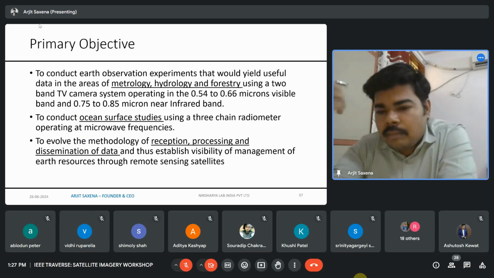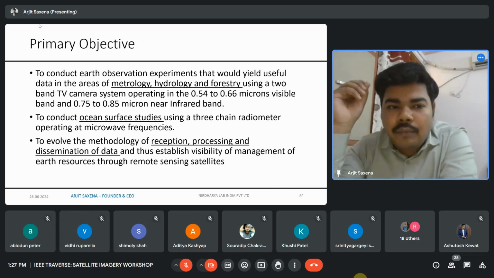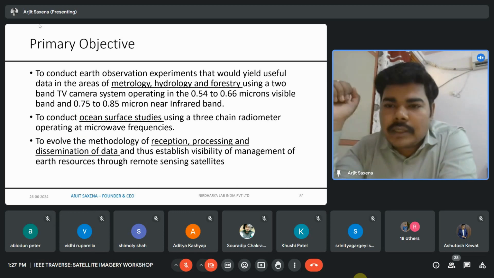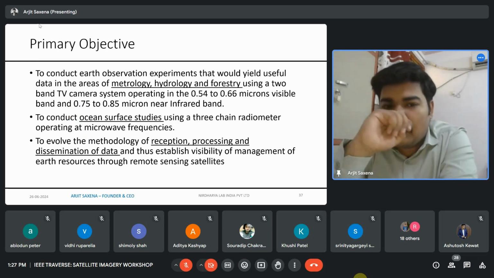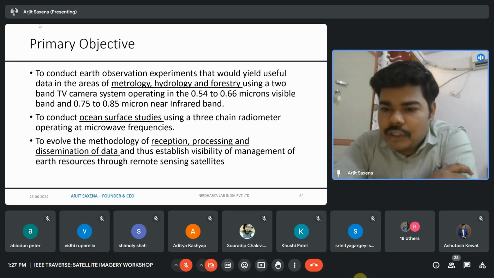Maybe someone from you guys is going to improve this technology, or maybe you are going to create some inventions in this technology. So this is how we have a very important system, which is the weather forecasting system with the help of satellite imaging.